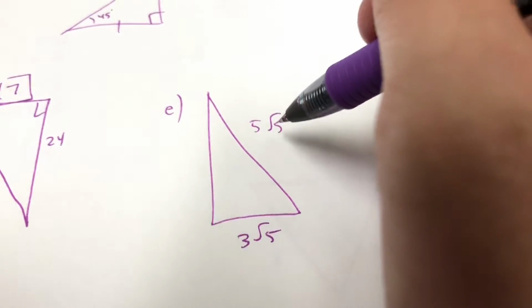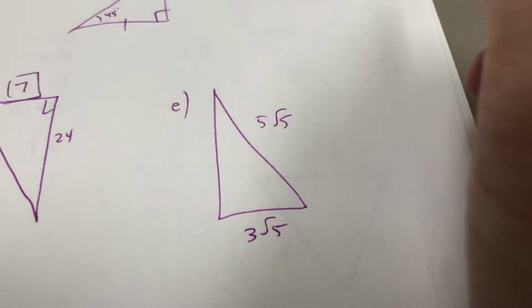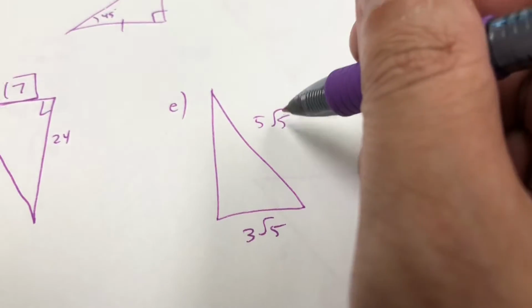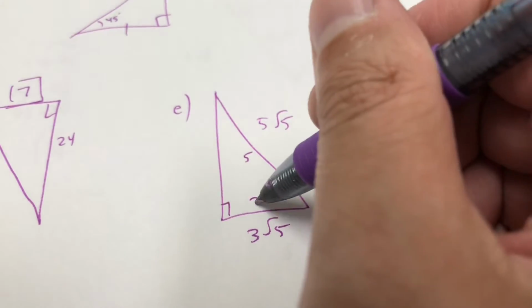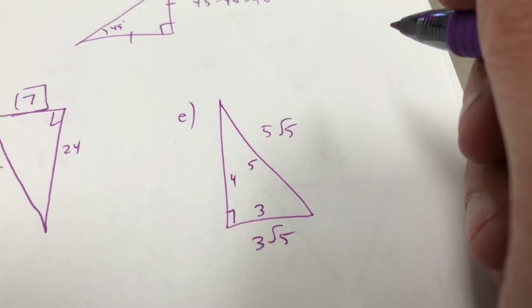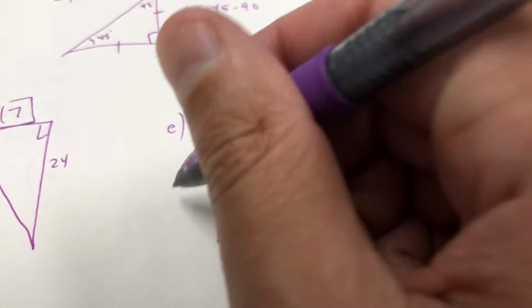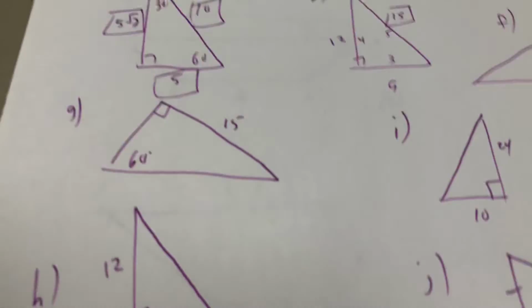This one here, again, you could use the Pythagorean theorem. X squared plus 3 radical 5 squared is equal to 5 radical 5 squared. However, I noticed that I can divide this by radical 5 and get 5. And if I divide this by radical 5, I get 3. And so that's actually a little 3, 4, 5 triangle that was multiplied by radical 5. So 4 radical 5 is going to be the missing side.